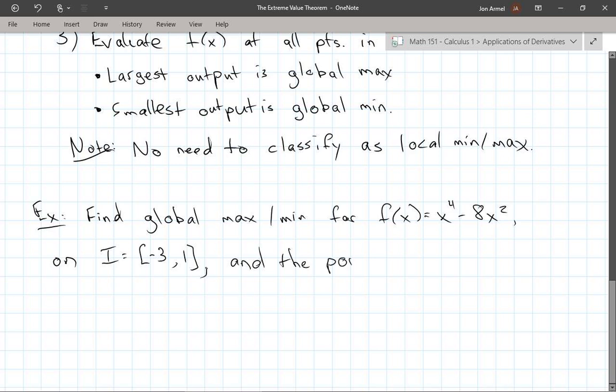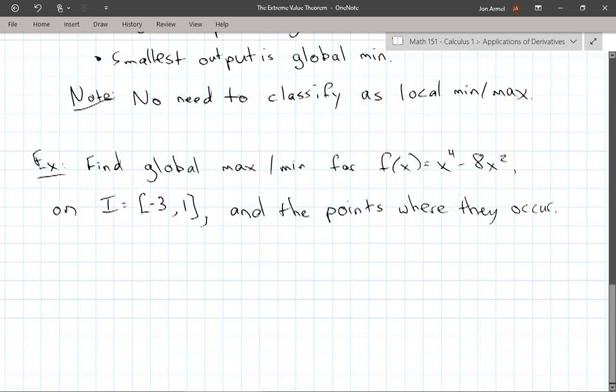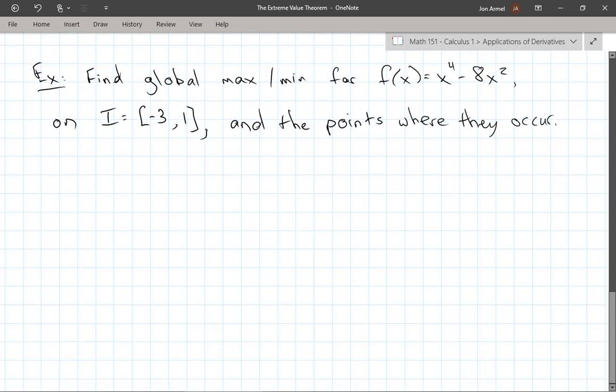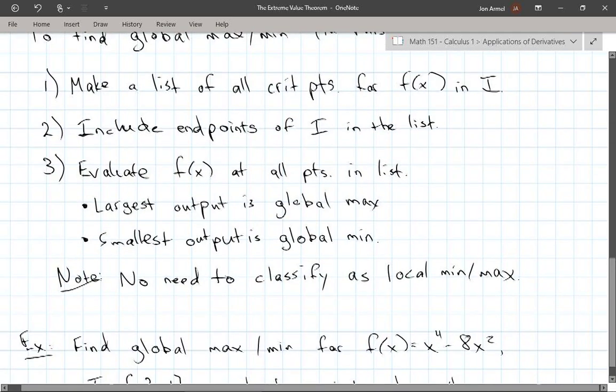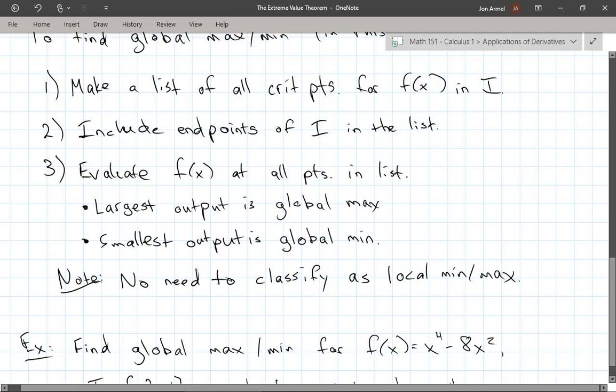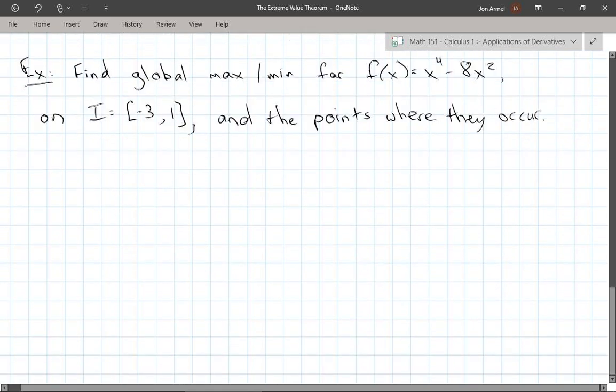So remember, the maximum is the y value, it's the output of the function. Where they occur is the inputs to the function, so those will be the x values. The points where they occur. Okay, cool, right? Well, what do we do? We've got a process. I just zoomed past it: make a list of all the critical points, then put the endpoints in too. So I guess I have to find the critical points.